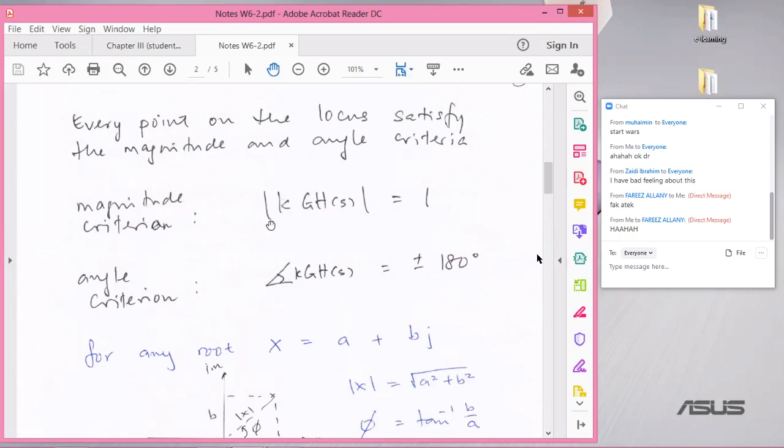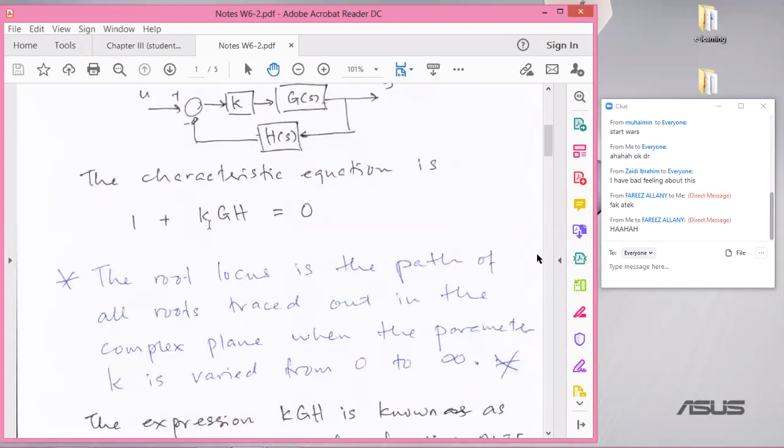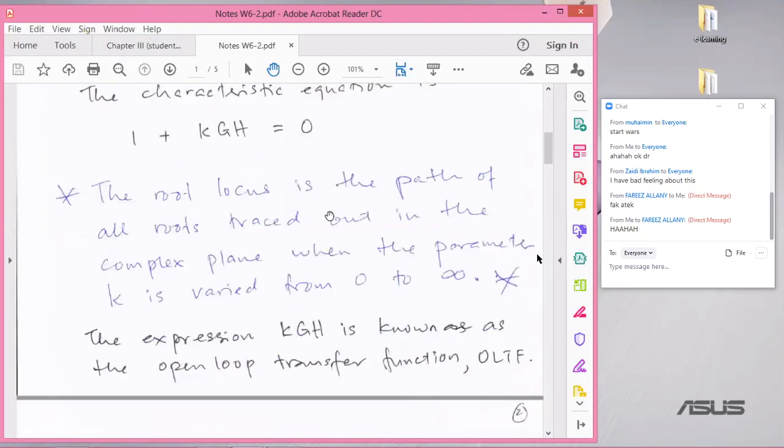The magnitude criteria says that the magnitude of KGH must be equal to 1. Of course, this is obvious from the characteristic equation. See, 1 plus KGH, you bring 1 to the right-hand side, and then you have KGH equal to -1. The magnitude of -1 is 1, and the angle of -1 is plus and minus 180.